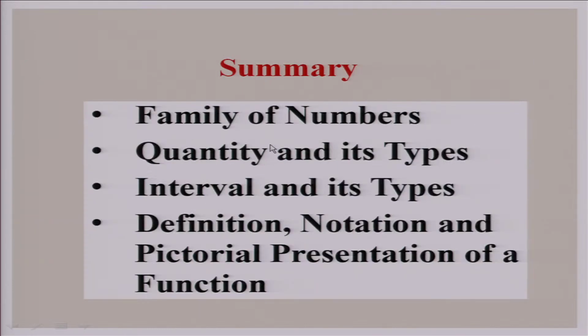Now in today's session we have discussed family. We started with the family of numbers. Then we discussed what is a quantity and what are the types of quantity. After that we discussed what is an interval and what are the types of intervals, and the last topic that we discussed in today's session is functions. A function is a rule which associates each element of a set to a unique element of another set. And then we discussed what is the domain of the function, what is the range of the function, and what is the codomain of the function. So thank you learners for being with us.